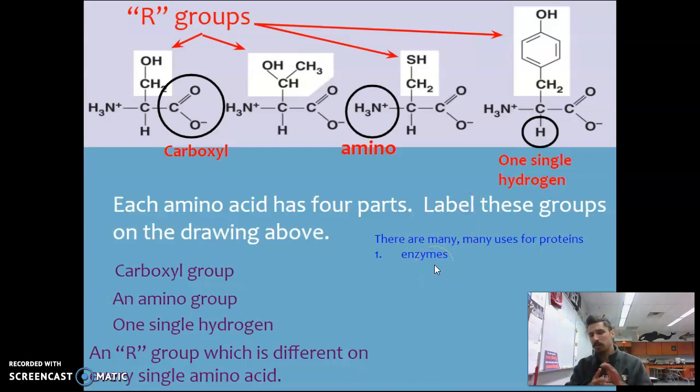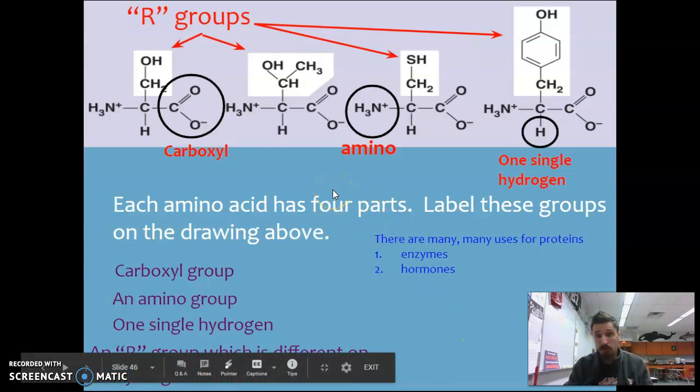Ooh, this is a big one. This is a really big one. Enzymes. Enzymes are a huge deal. Enzyme is just a special protein. It's a protein that has a very special job, and it's called a catalyst, meaning it speeds up chemical reactions. And we're going to talk about exactly how that occurs in the next screencast.